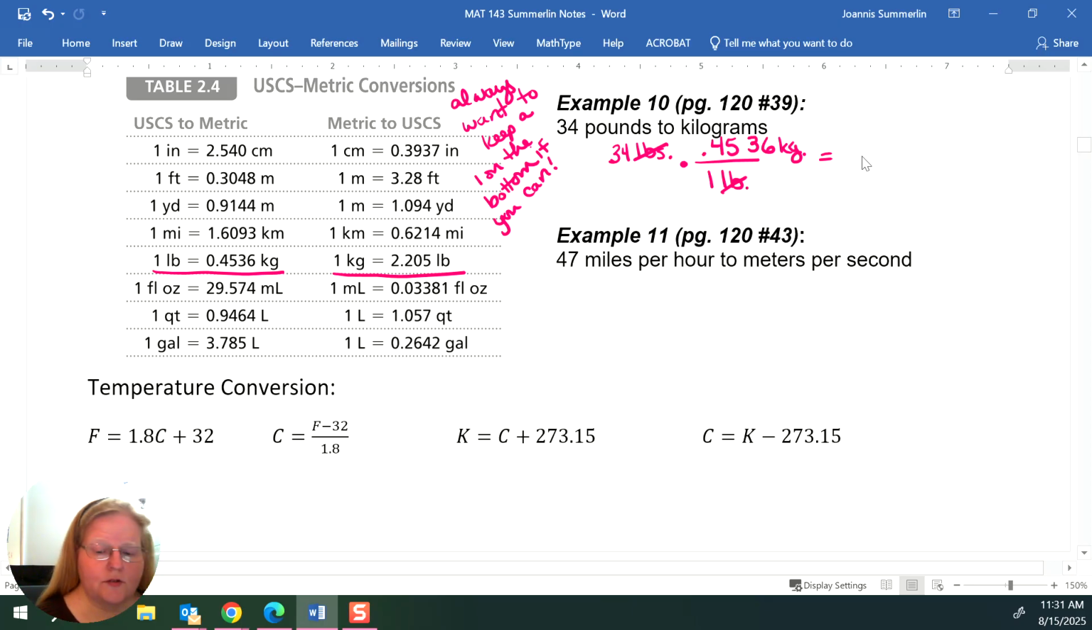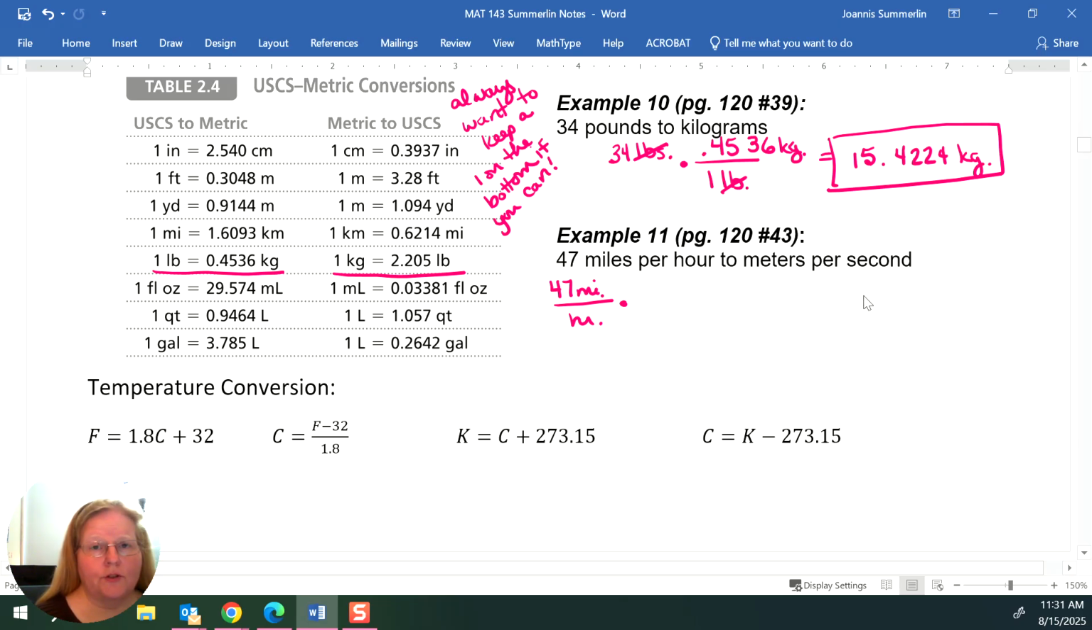When you multiply across, you get 15.4224 kilograms. Remember, my math lab is going to tell you exactly where to round it to. That's why you got to be great at rounding. Here they want you to change 47 miles per hour to meters per second. So we're going to have to change the meters part and the hours part. We've got a lot of work to do.